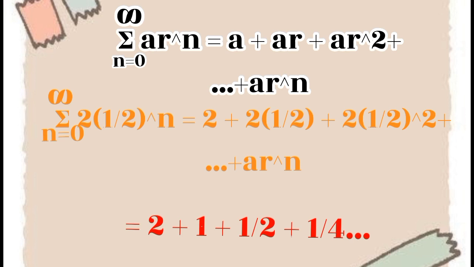The next term is a times r raised to 2. In our example, we multiply 2 times 1/2 raised to 2, so the answer is 1/2, and so on and so forth. Therefore, our geometric series is 2 plus 1 plus 1/2 plus 1/4 plus, to infinity. That is the geometric series.